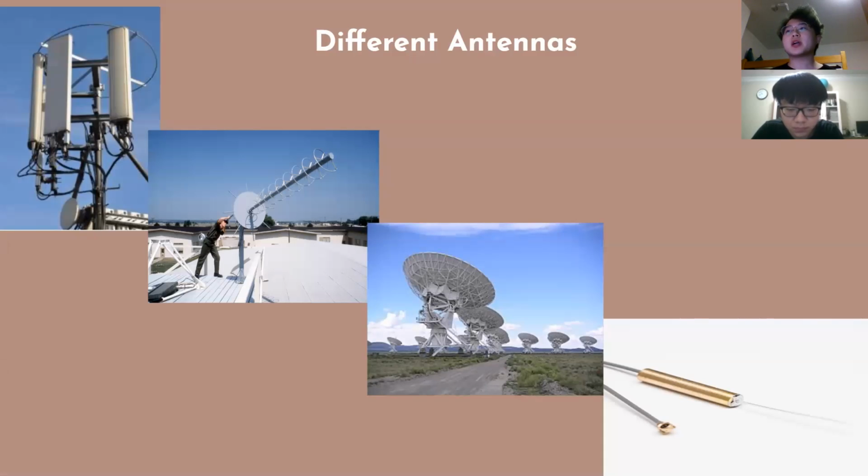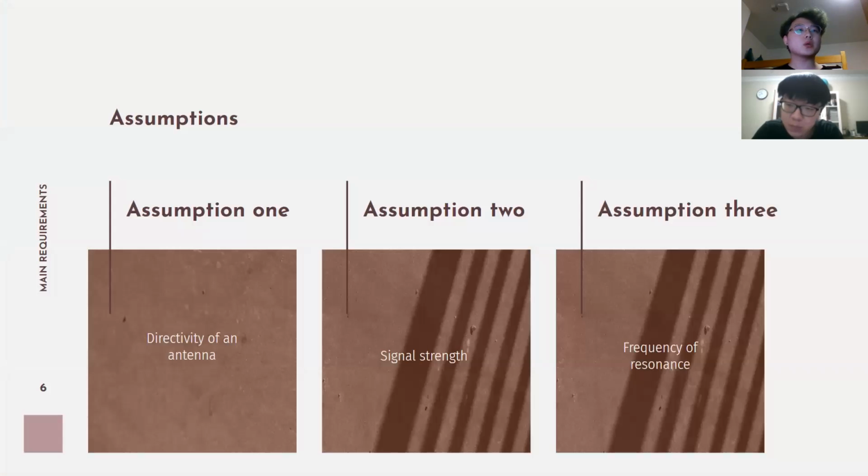The main influencing factors of the antenna are the number of turns, the material, the shape, and the length. And the longer the line, the lower the frequency point. Based on what we discovered, we made three different assumptions. The first assumption is about the directivity of the antenna. The second one is about signal strength. And the third one is about the frequency of resonance.